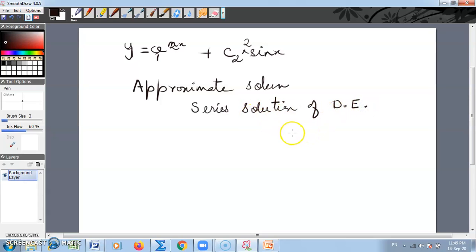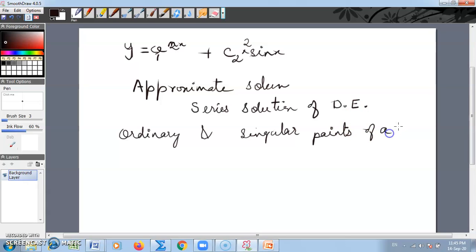For this, we must familiarize ourselves with a number of ideas. First, let us see what are ordinary and singular points of a differential equation.